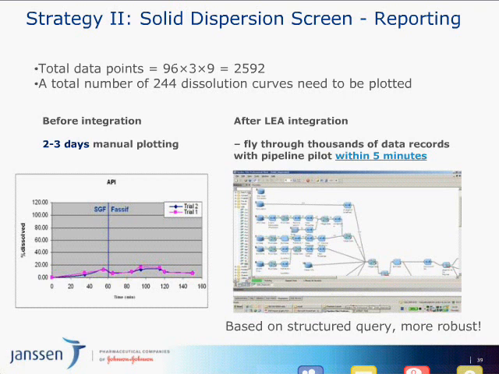So before the integration of the LEA, so before the integration of the Pipeline Pilot reporting tool, it took me 2 to 3 days to make these curves. After the integration, which is going much faster now, we need only 5 minutes with Pipeline Pilot to generate 244 dissolution plots, which is really a big improvement.